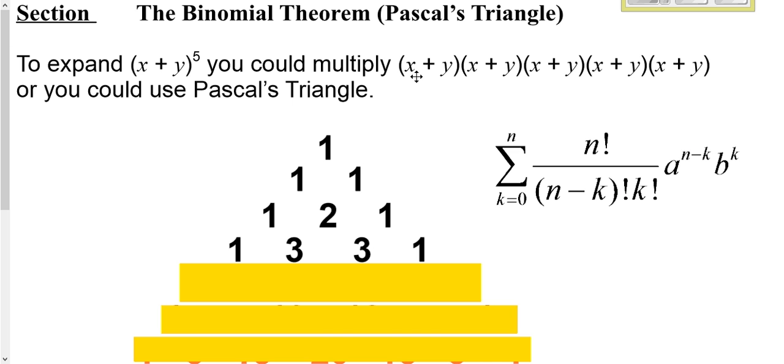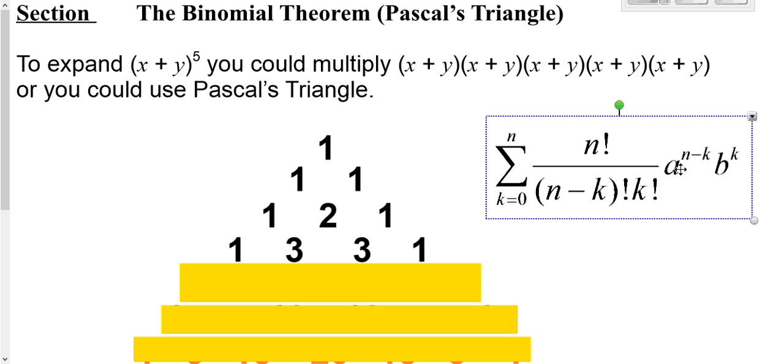you could go ahead and go x plus y, x plus y, x plus y, x plus y, x plus y, and then you'd have to multiply that out. You'd FOIL the first two, get x squared plus 2xy plus y squared. Multiply that by your x plus y, get that answer, multiply it by another x plus y, get that answer, multiply it by your last x plus y. It can be done that way, but there's an easier way.